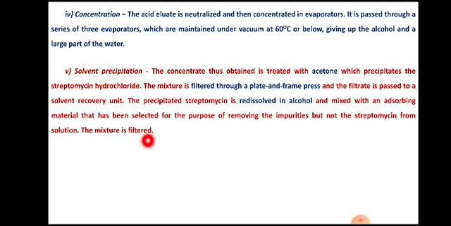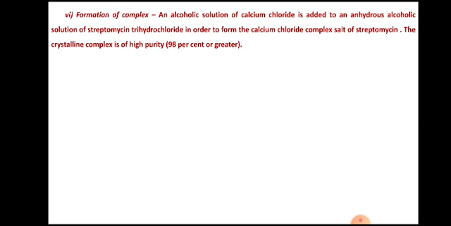Then this mixture is filtered again so that the soluble impurities will be left out. Then the precipitate, which is dissolved in alcoholic solution, is now ready for the next step. Here the next step is the addition of a salt, calcium chloride. It is added to this alcoholic solution of streptomycin trihydrochloride, which is generated from the earlier step.